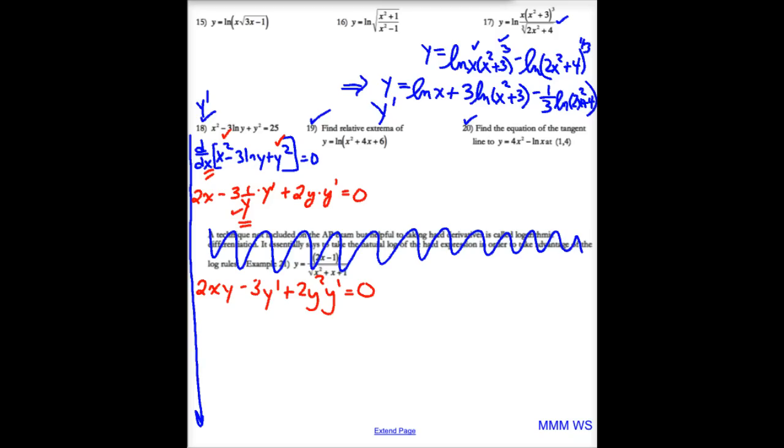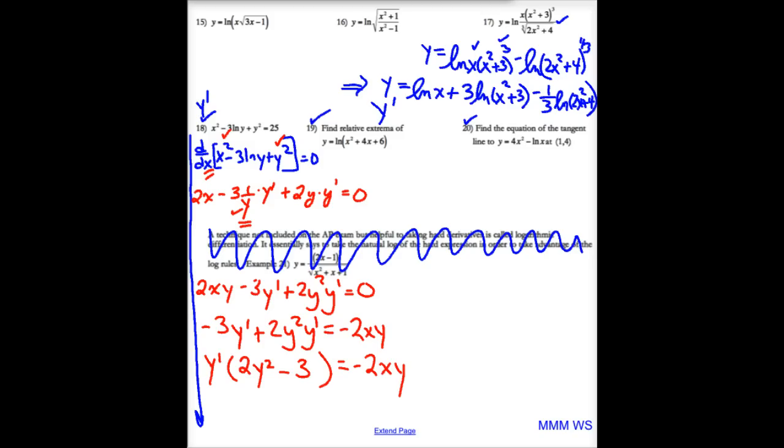Now I'm going to keep everything that has a y prime in it over on the left-hand side of the equation. And I'm going to move the one that does not have a y prime in it over to the right-hand side. I'm now going to factor y prime out, and I think I like to write this as 2y squared minus 3 instead of negative 3 plus 2y squared, although it doesn't matter. I just think it's more visually pleasing. There we go. And my goal was to find the derivative of y. So what I've got is negative 2xy over 2y squared minus 3.